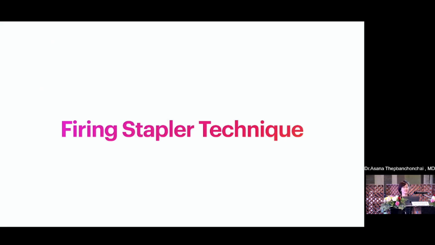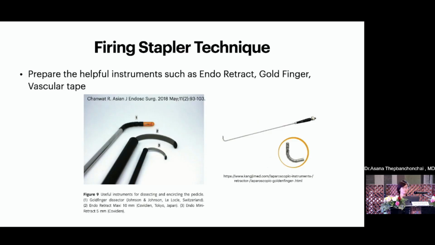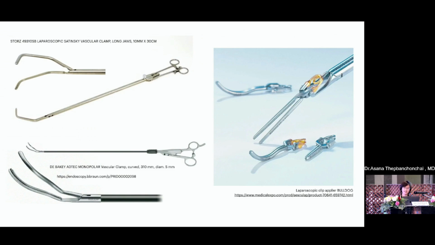The last topic is the firing staple technique. To fire the staple, we need to prepare the instruments to control and encircle the hepatic vein root, including the endoretract, gold finger, and vascular tapes. It is also necessary to have the vascular clamp to control the vasculature, in particular in case of bleeding from the major vessels. We need to control it immediately before applying clips or suturing.